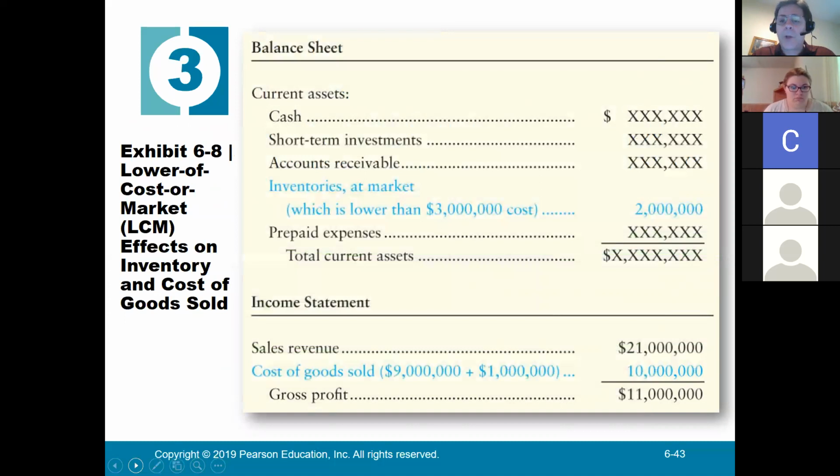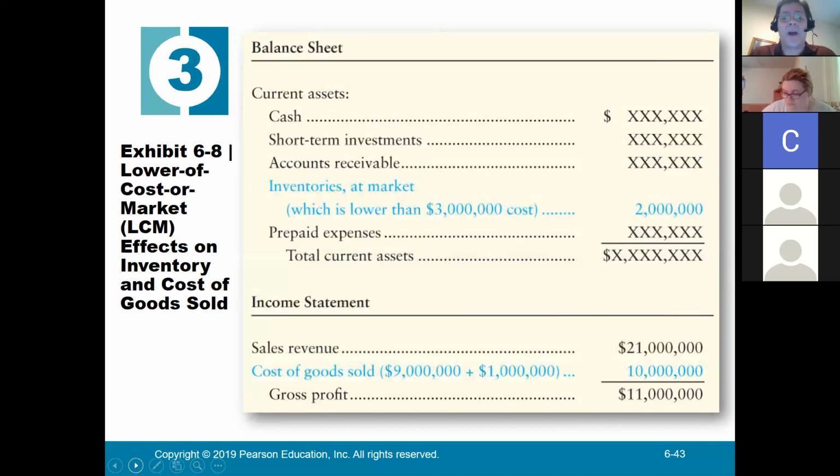Okay. So here's how it would look on the balance sheet. Notice it was $3 million on the inventory. Now it's $2 million. And the cost of goods sold is going to go up, which is hurting our gross profit, right? It's going to make our gross profit, instead of 12, go down to 11. Okay. And that's really what happens with any loss of inventory.